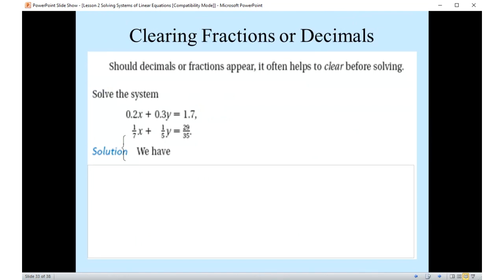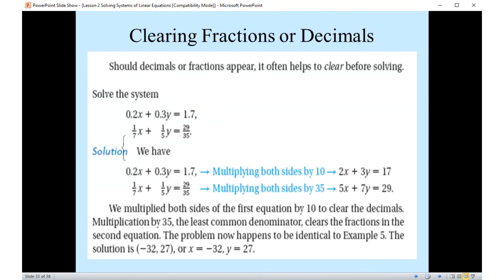This shows you what to do if you have decimals and fractions. The first one you can multiply everything by 10, and the second one you can multiply everything by 35. So you end up with two equations with whole number coefficients.